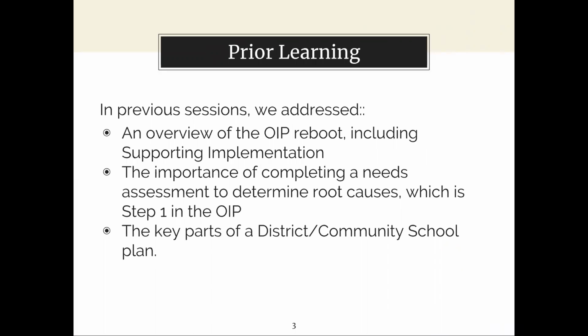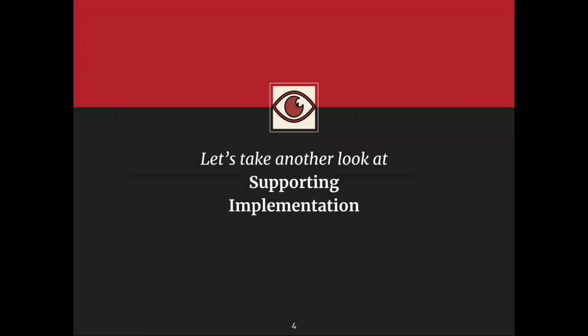In Session 2, we provided an overview of the Ohio improvement process, and we talked about the importance of completing the needs assessment to determine root causes, which is step 1 in the Ohio improvement process. We shared various protocols and inventories to go through the needs assessment and root causes. We also discussed the beginning steps of developing a district or community school plan. Now you know where we've been. Let's review the role that supporting implementation plays as you focus on improving student performance throughout the organization.